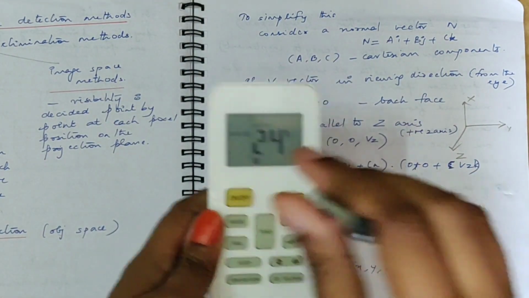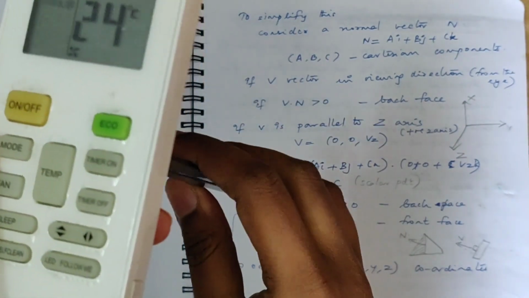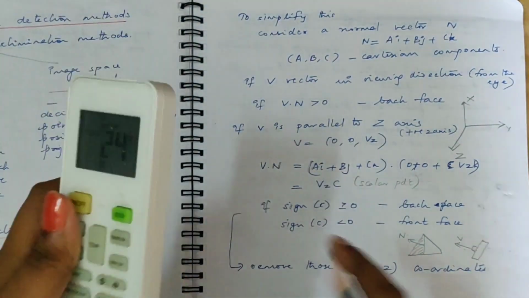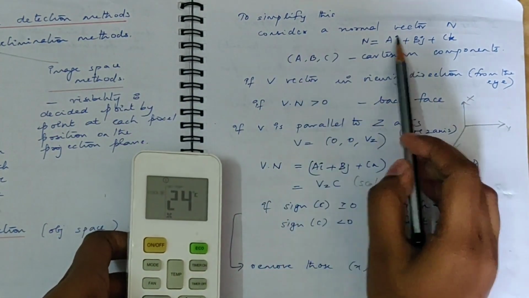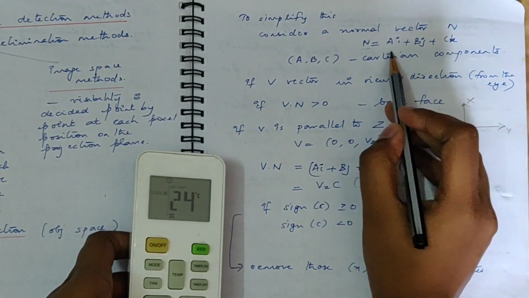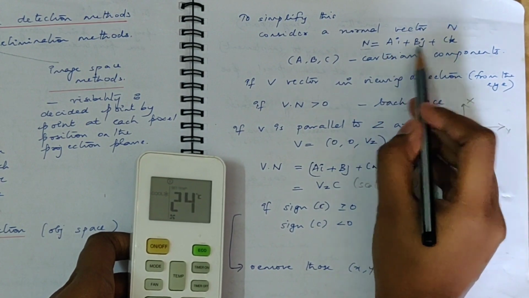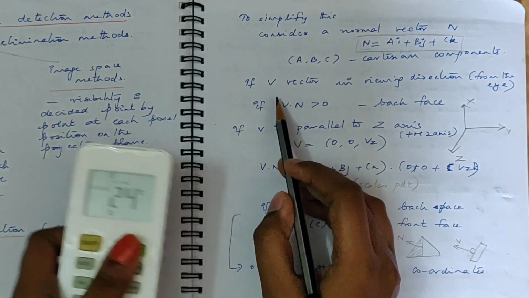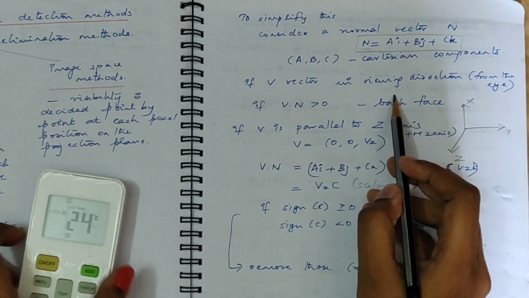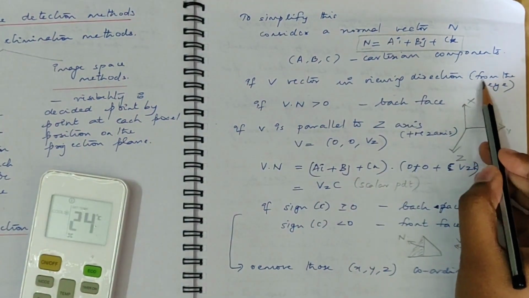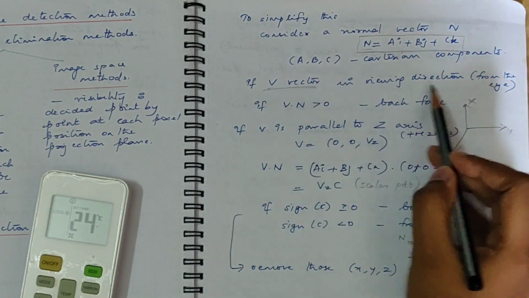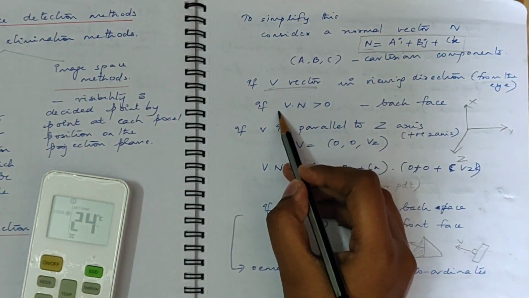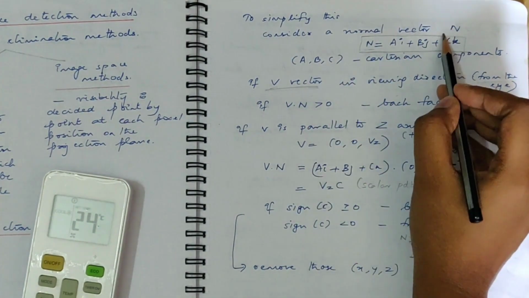So this is a normal vector, and this will be the normal vector for this surface. Okay? You can name it as the normal vector with the Cartesian components A, B, C. This is an equation for the normal vector. So if V is the vector in the viewing direction from the eye, n is a normal vector on the surface.